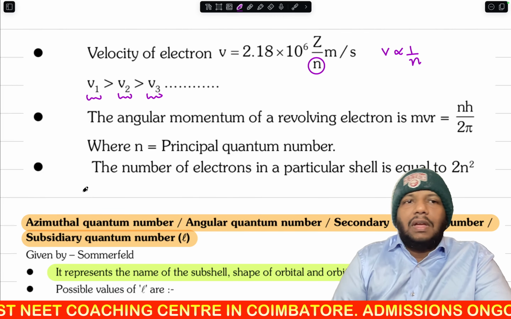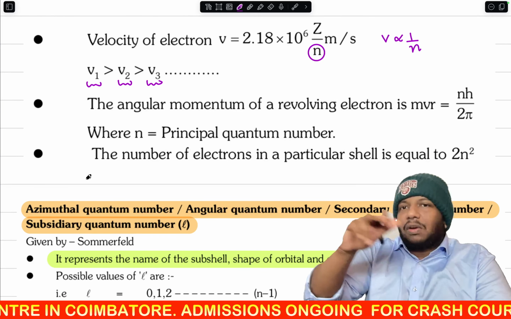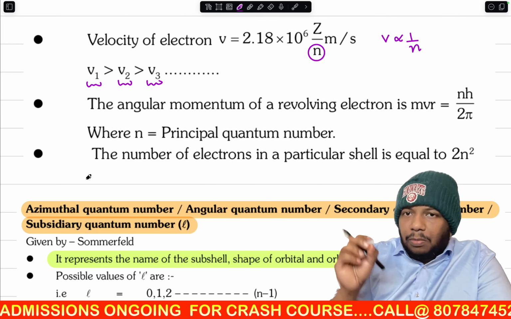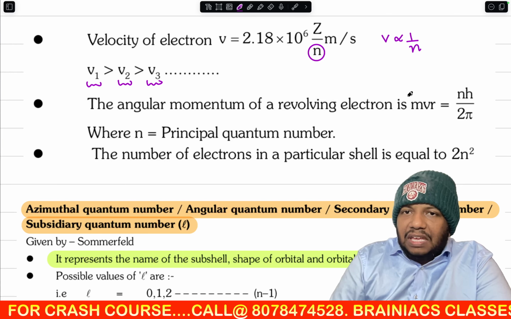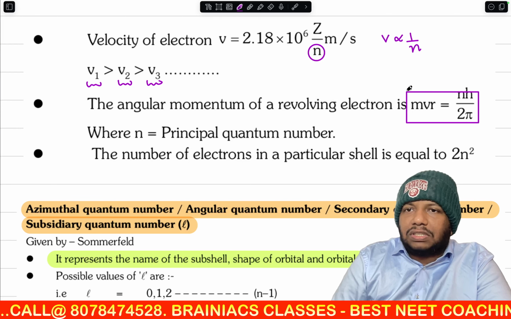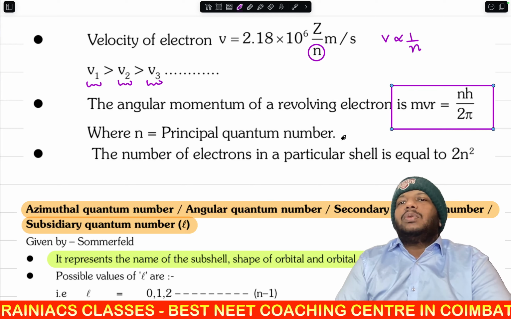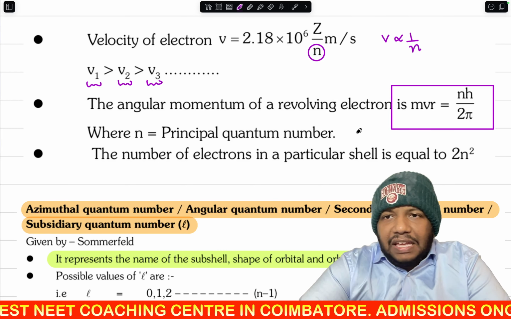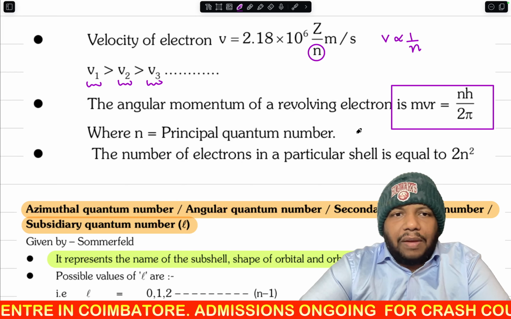Now the angular momentum. We know that any object which is revolving around any axis will have an angular momentum. So the angular momentum of this electron in this particular orbit which is rotating is given by mvr is equal to nh by 2 pi. Very very important. mvr is equal to nh by 2 pi. So m is the mass of the electron, v is the velocity with which it moves, r is the radius, n is the principal quantum number, and h by 2 pi.